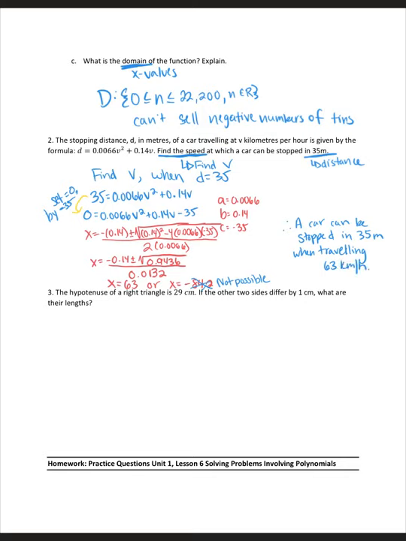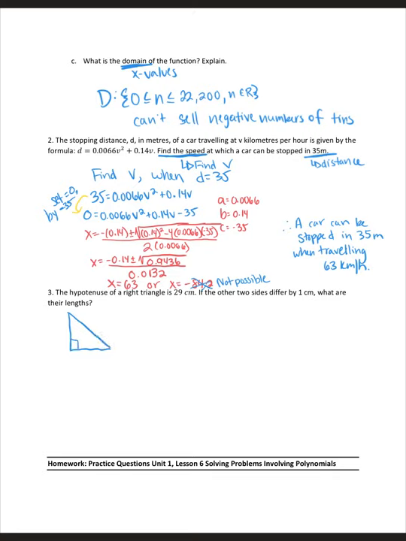Okay, one more problem for today. The hypotenuse of a right triangle is 29 centimeters. If the other two sides differ by 1 centimeter, what are their lengths? So let's think about this for a minute. Let's draw a right triangle and try to think about what we know about a right triangle. We have a right triangle. Let's mark my right angle there.